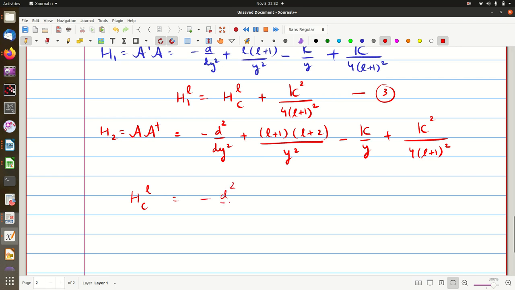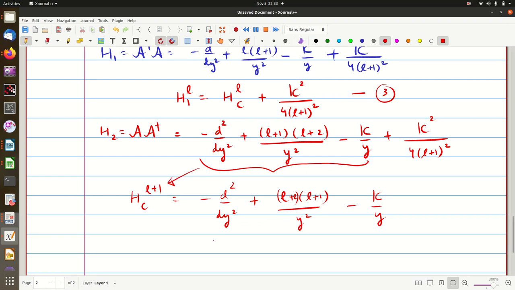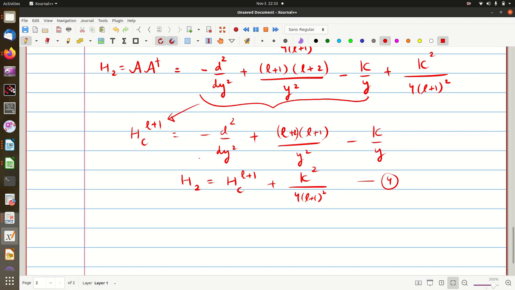HCl is minus d squared by dy squared plus L into L plus 1 by y squared minus kappa by y. So HCl plus 1 will give you L plus 1 into L plus 2 by y squared minus kappa. So what you see here is basically HCl plus 1. Right, so H2 is HCl plus 1 plus kappa squared by 4 times L plus 1 whole squared. We want to express H2 in terms of H1. So this also we should have an L there because it's a function of L, right? That is why you are putting L on top.